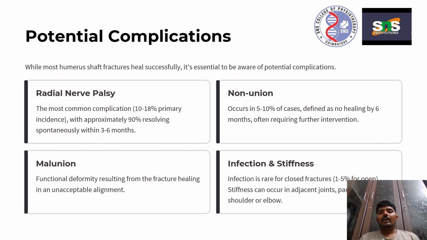Then non-union occurs in 5 to 10% of cases, defined as no healing by 6 months, often requiring further intervention. Then malunion, a functional deformity resulting from the fracture healing in an unacceptable alignment. Then infection or stiffness. Infection is rare for closed fractures, 1 to 5%. Stiffness can affect the joint and other shoulder injuries.